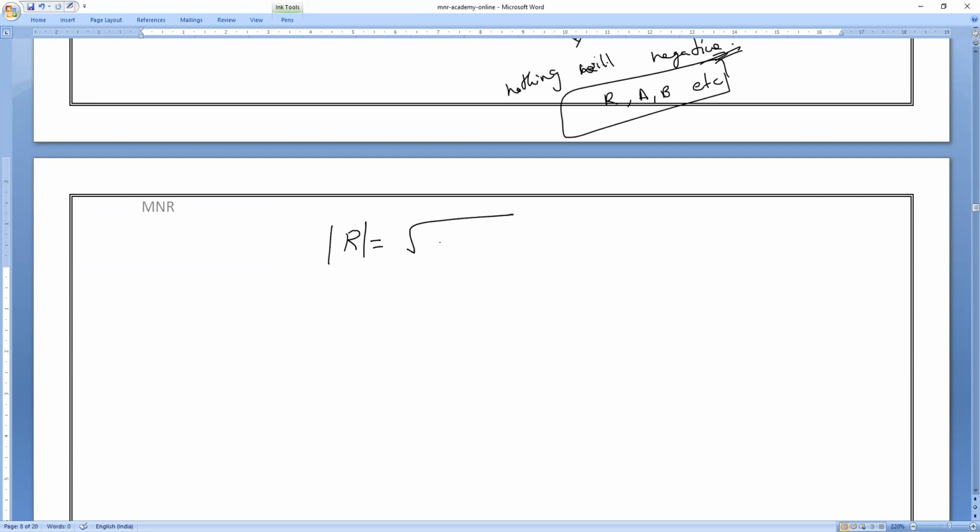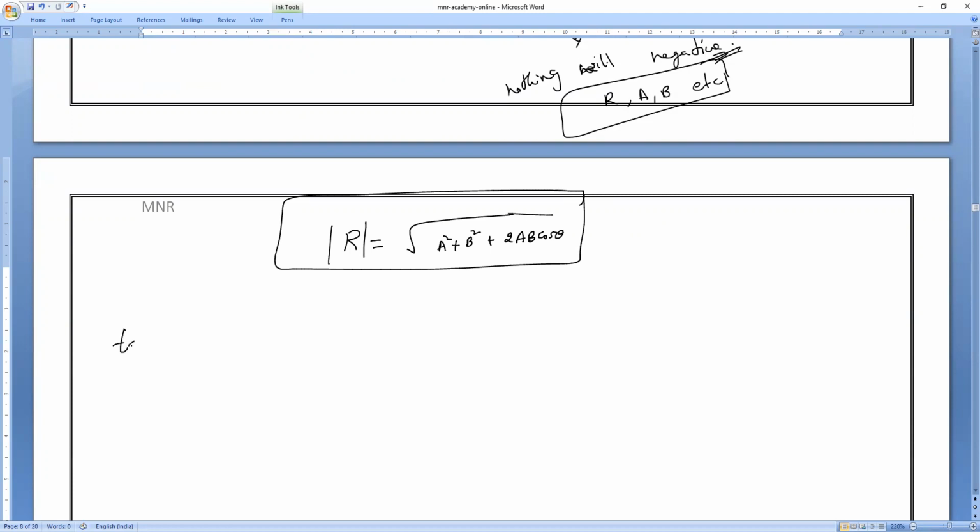Magnitude of R is equal to what? Everyone, the square root of A square plus B square plus 2AB cos theta. That is the magnitude formula. So remember that. Clear? Any doubt? Yes, sir.